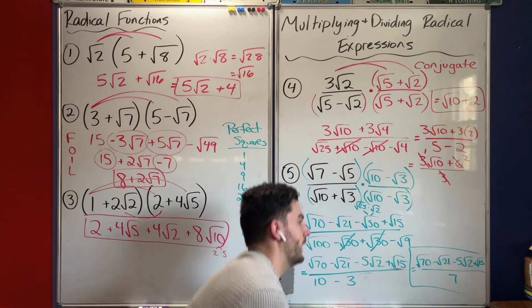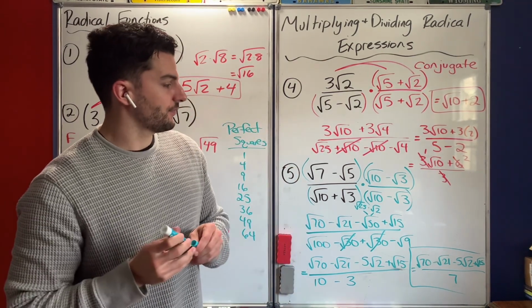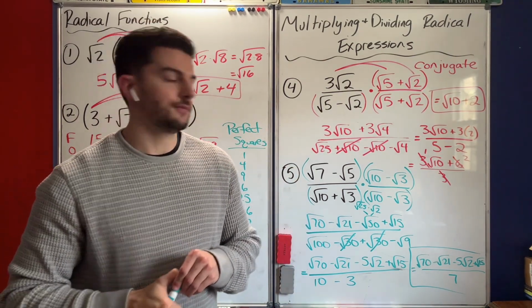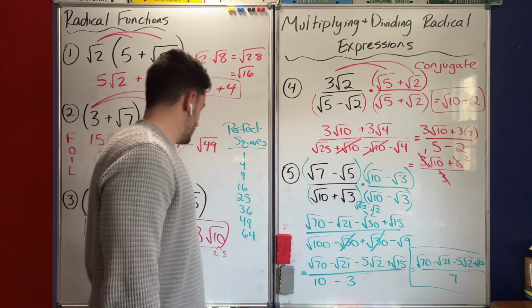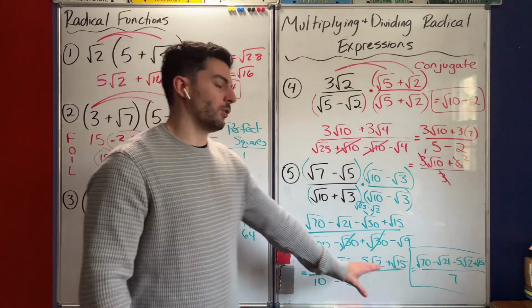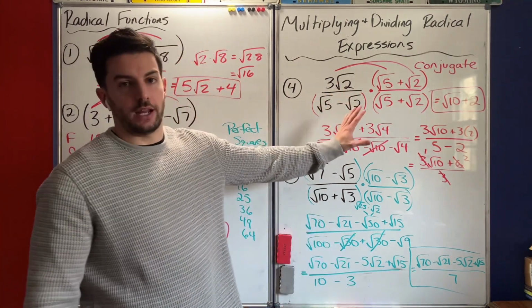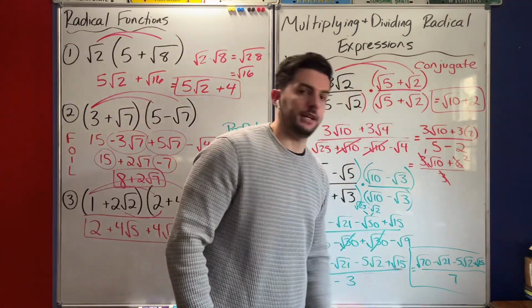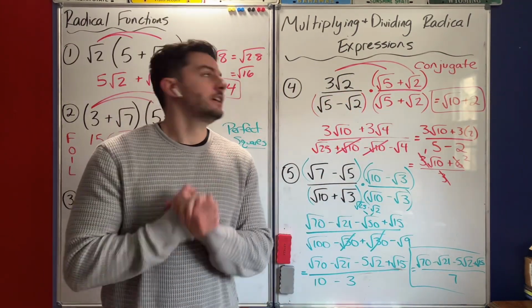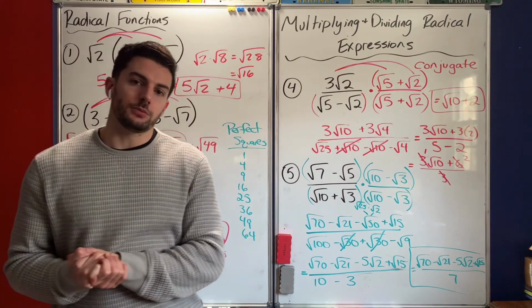And again, I can't combine any of these, and I can't reduce them any further. So that is it. A pretty messy answer, but again, my one goal with all these problems, get the radicals out of the denominator, and I did that. Okay, so that is some multiplying and dividing radical expressions.